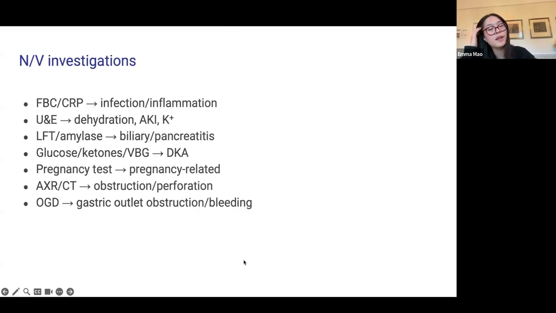Okay, and things to investigate with. So you want the full blood count and CRP to check for infection, using these for dehydration, can detect AKIs, and then LFTs for any biliary causes, and amylase or lipase for pancreatitis, glucose, ketones, VBG for DKA, or also if it's a woman of reproductive age, do a pregnancy test, and then chest X-ray, CT.